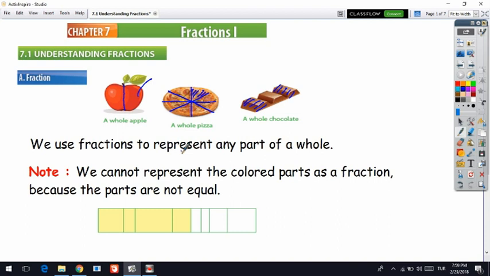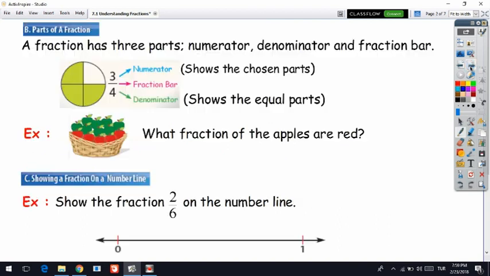Okay, we have a note. We cannot represent the colored parts as a fraction because the parts are not equal. As you can see, the parts are not equal, so because of that we cannot express it as a fraction. That's it. Okay, now let's continue. So we have another part about the fraction, that is B, parts of a fraction. A fraction has 3 parts: numerator, denominator, and fraction bar.